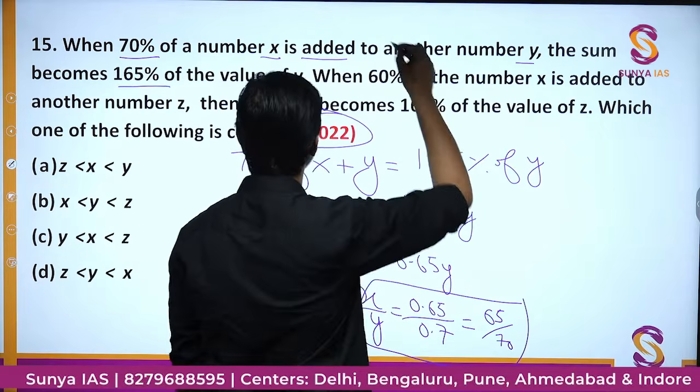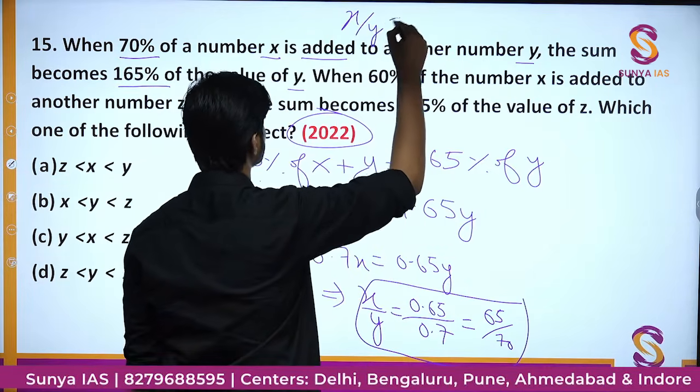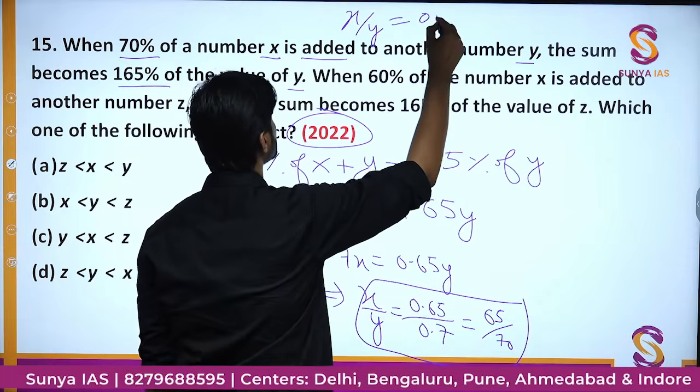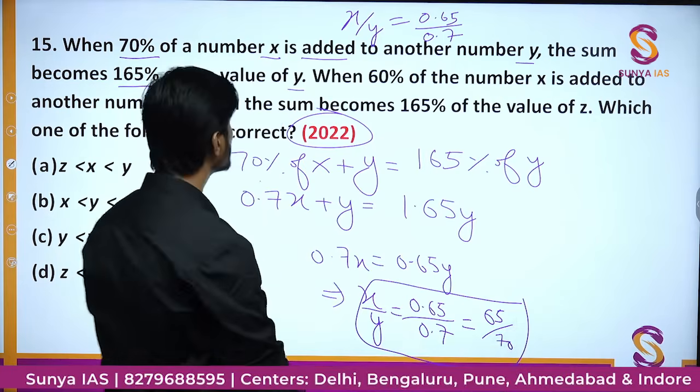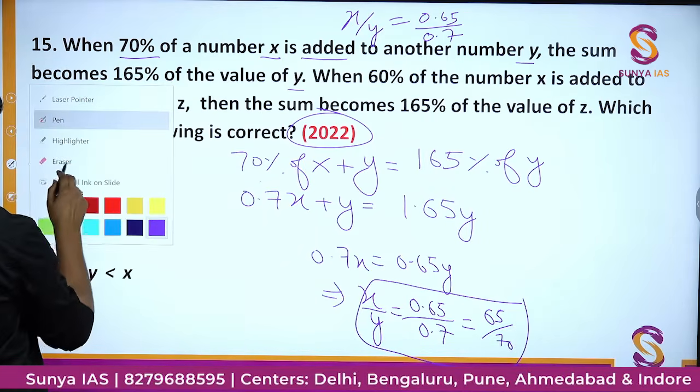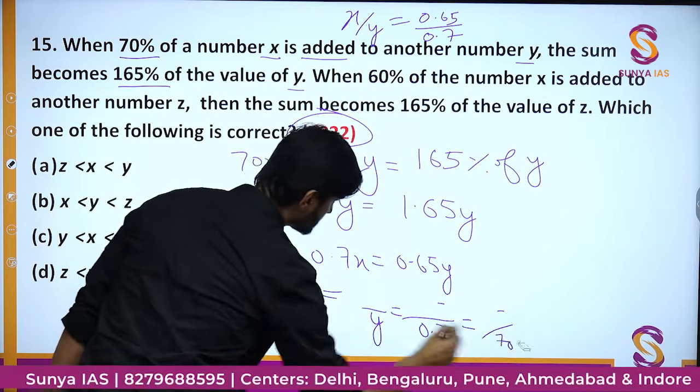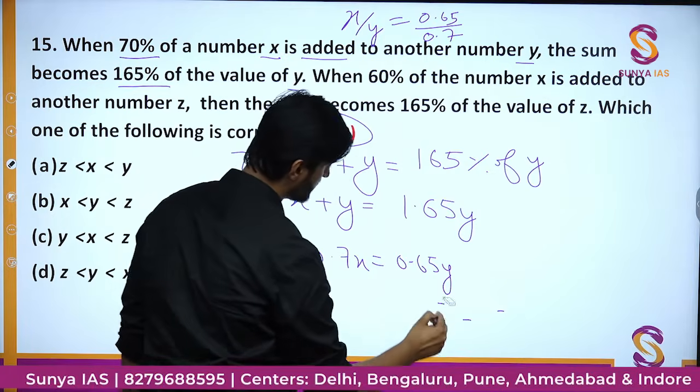Let me just write it down on the top. x by y is nothing but 0.65 divided by 0.7. Okay, now we'll move on to the second part of the question. So I'll erase it and we have to do a similar calculation again.